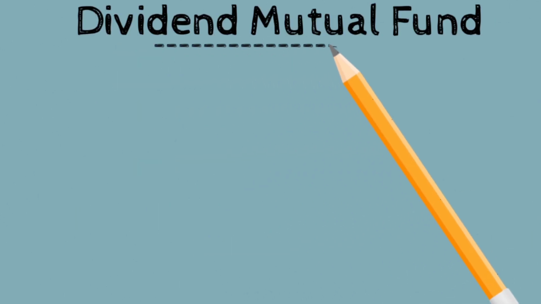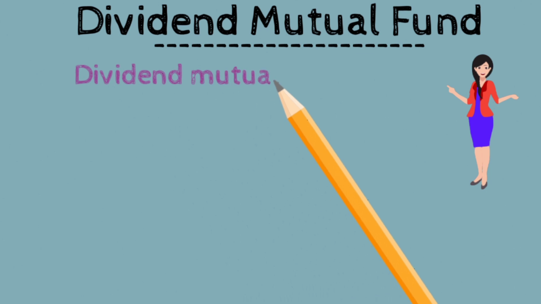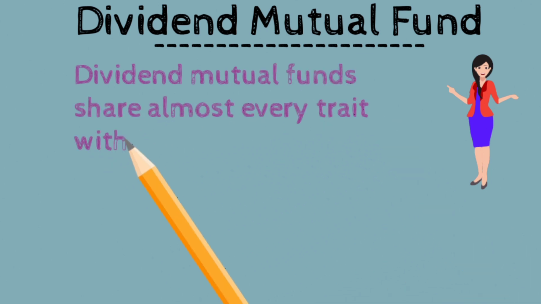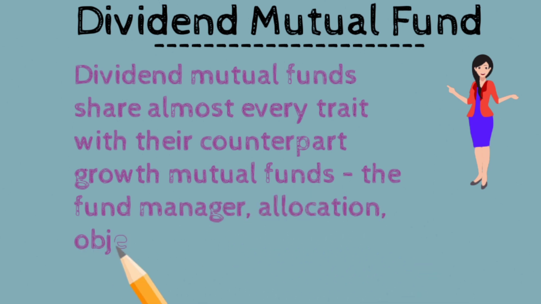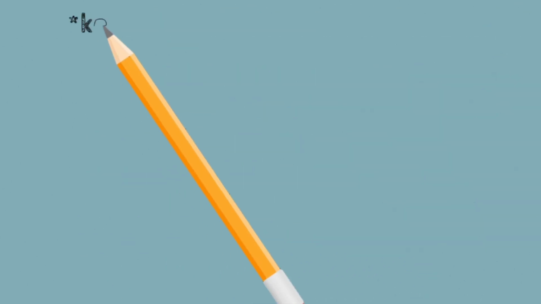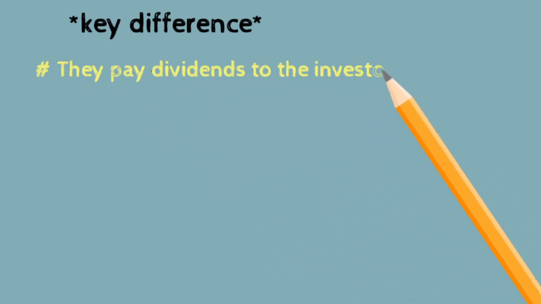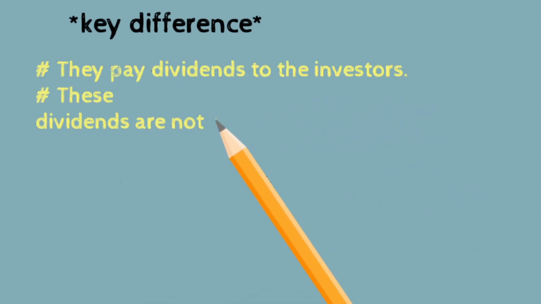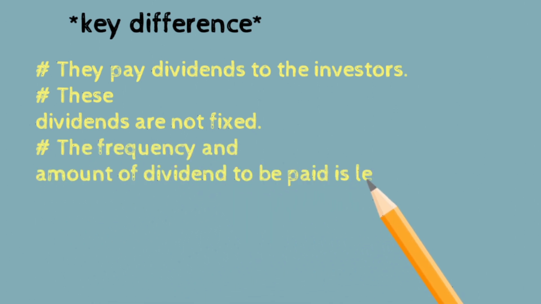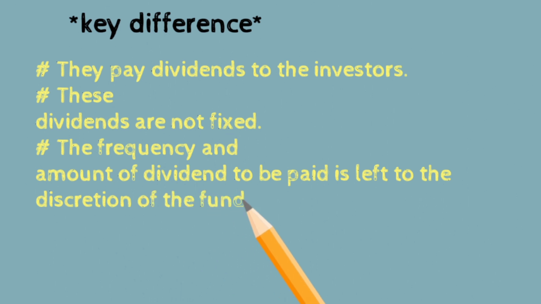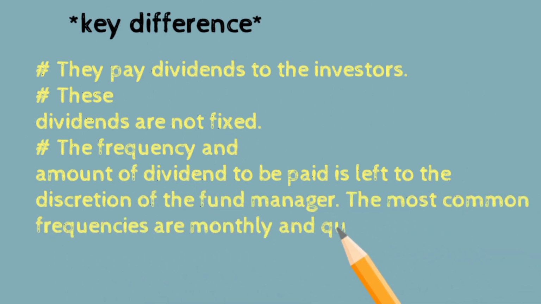Dividend mutual fund. Dividend mutual funds share almost every trait with their counterpart, growth mutual funds: the fund manager, allocation, objectives, etc. The key difference, though, is that they pay dividends to the investors. These dividends are not fixed. The frequency and the amount of dividend to be paid is left to the discretion of the fund manager. The most common frequencies are monthly and quarterly.